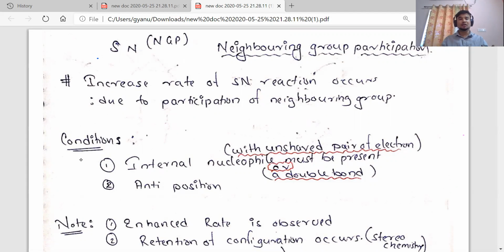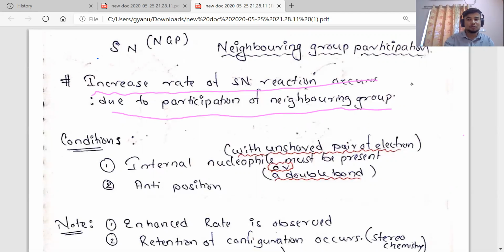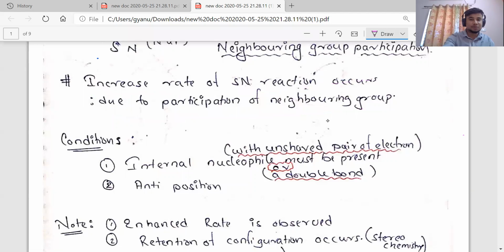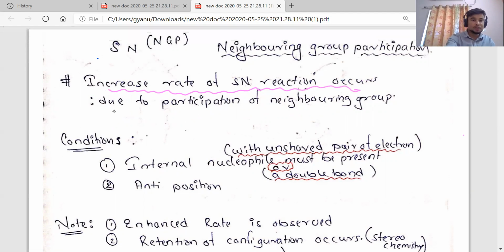If there is an internal nucleophile, if there is a group which can provide an electron pair, then there can be something called neighboring group participation in the nucleophilic substitution mechanism. So let's understand what it does first of all. It increases the rate of reaction that occurs due to the participation of the neighboring group. So the first thing it does is increase the rate of reaction many times, guys, and that is the most unique thing about it. It increases it around 1000 to 600 times.